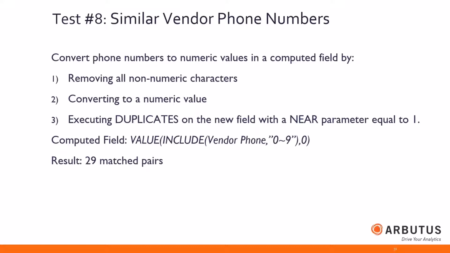Next, we'll look at similar vendor phone numbers. Now, phone numbers are text and they can be entered in different ways. If we want to compare and detect vendor phone numbers that are immediately following each other, such as one ending in 7119, the next one ending in 7118, they're right next to each other. If all the other digits are the same except for the last one, we'd like to detect it. The way we do that is by creating a computed field to convert the phone numbers to numeric values. We remove all non-numeric characters, convert to a numeric value, and then execute duplicates on the new field.